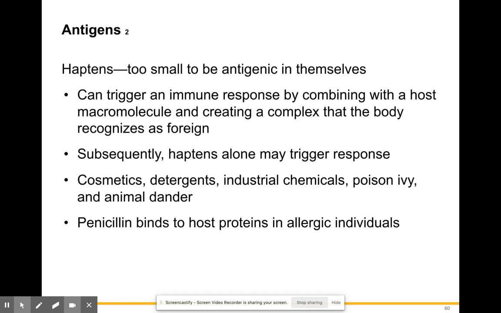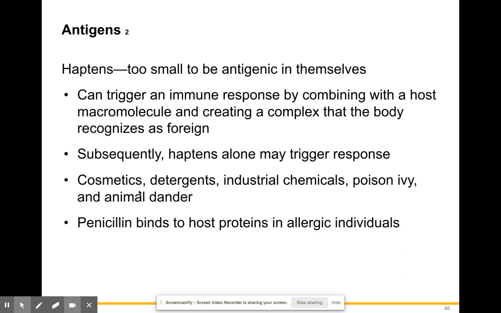So what has haptens? Where do haptens occur? Haptens can occur in cosmetics like makeup, detergents, different types of soaps, industrial chemicals like Windex and oven cleaners. Poison ivy can produce haptens. Animal dander, which is the dead skin cells of animals, can produce haptens.